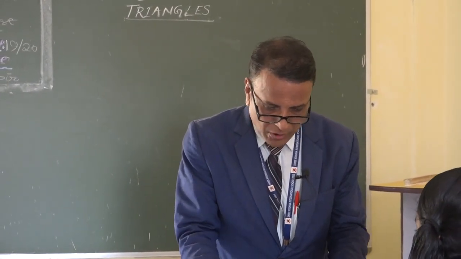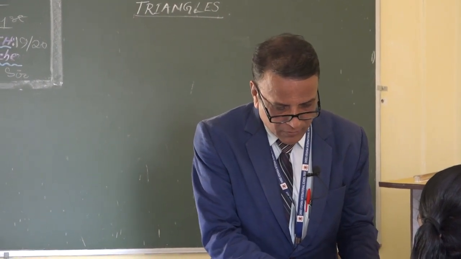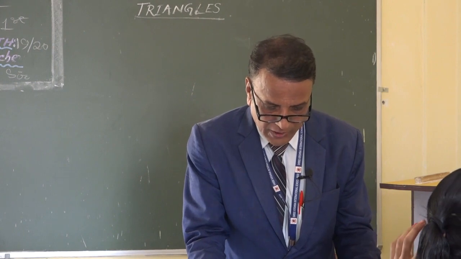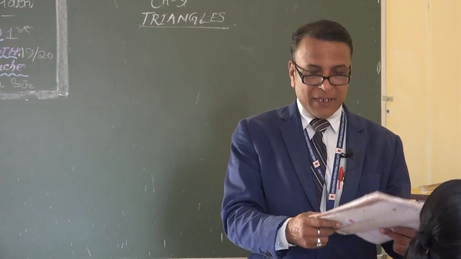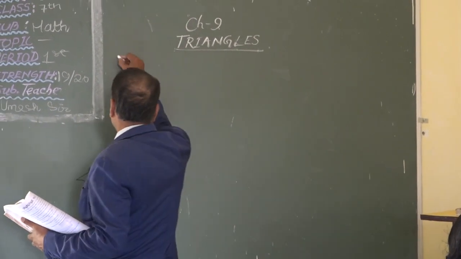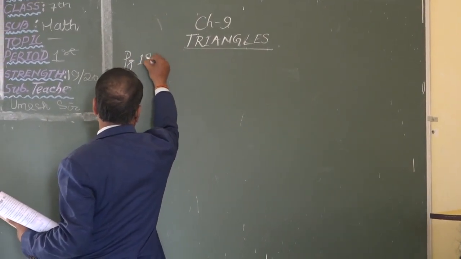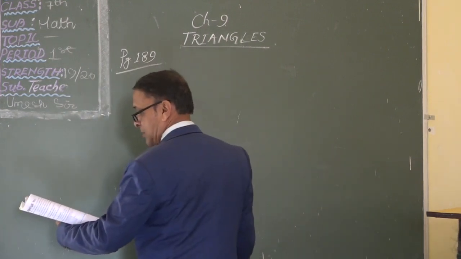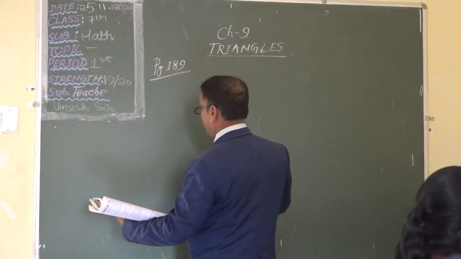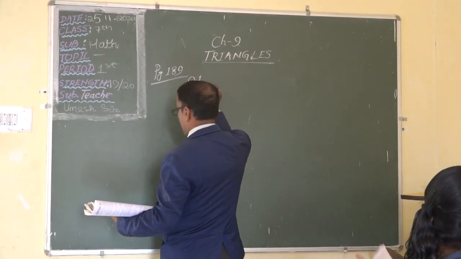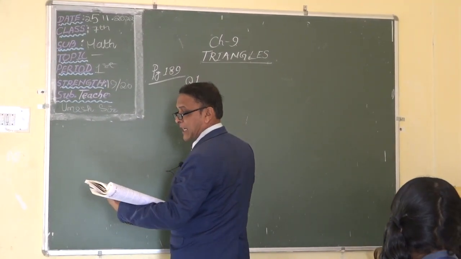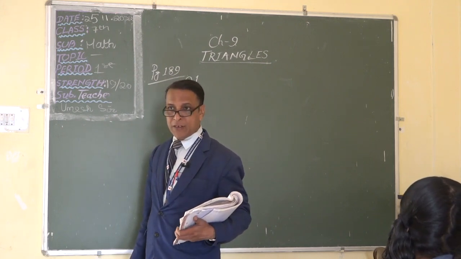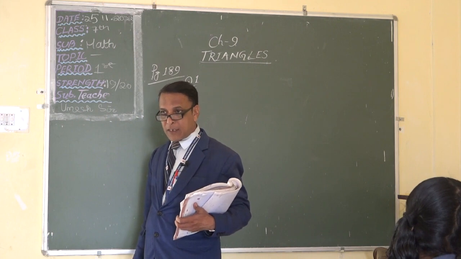Now, after the end of the chapter, you have so many questions in mental maths. Mental maths, page 189 of this triangle chapter. Question number 1 is given. Question number 1, if the angles of a triangle are in the ratio 2:2:5, determine the angles of the triangle.